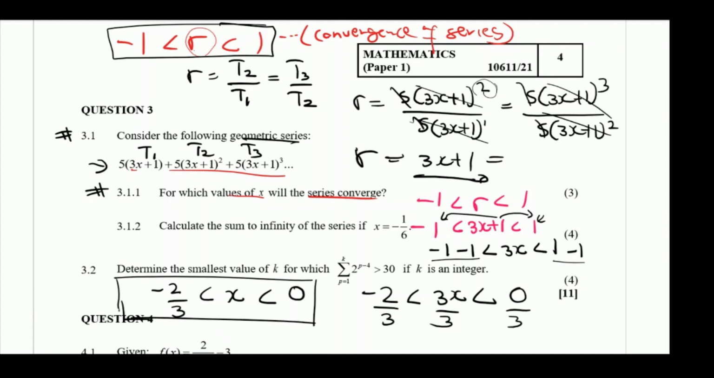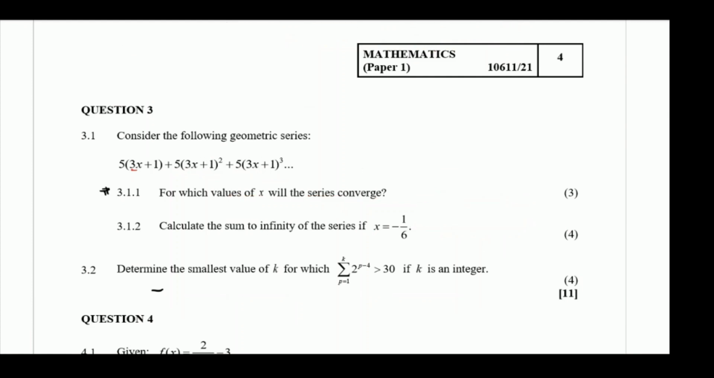This is your solution. X must lie between -2 over 3 and 0. So now 3.1.2, we want to calculate the sum to infinity of the series if x is equal to minus 1 over 6. So we want to find the sum to infinity.